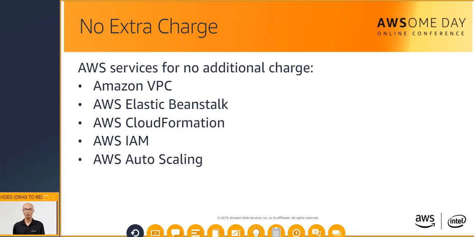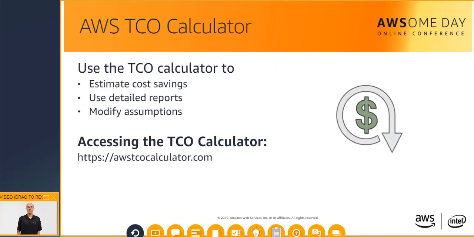Moreover, you can consolidate all your accounts using consolidated billing and get tiering benefits. Is there a way to estimate the cost savings from using AWS versus an on-premises environment?